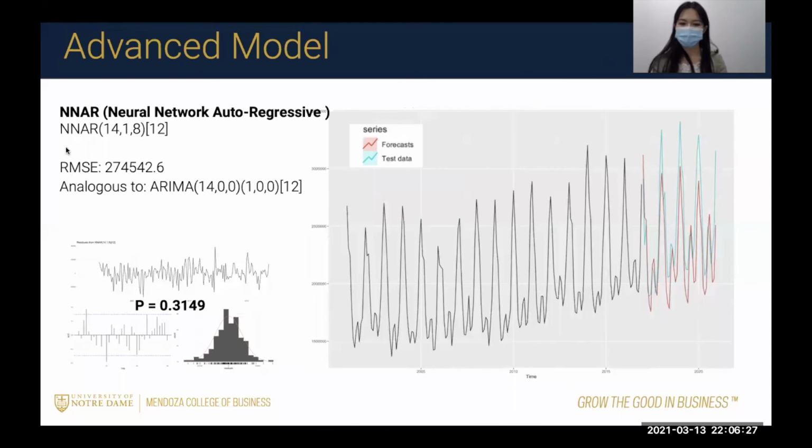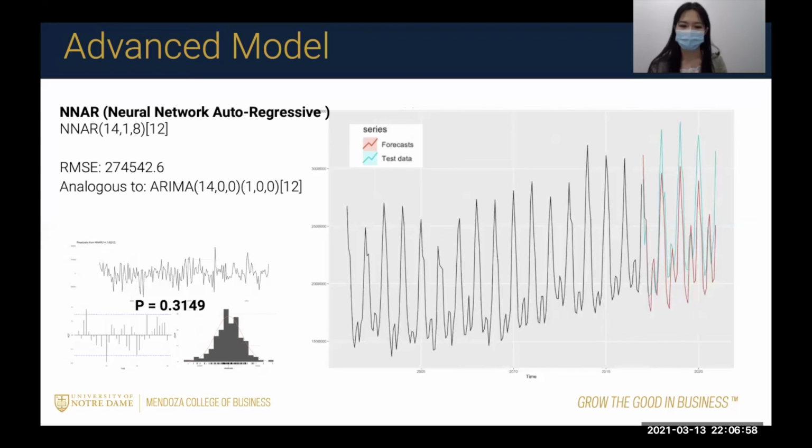Our third additional model is the NNAR model, which is the neural network autoregressive model. Just as we can use lag values in linear autoregressive models, lag values of time series can also be used as inputs to a neural network. The neural network autoregressive model is one kind of artificial neural network in which lag values of the time series are used as inputs to a neural network.